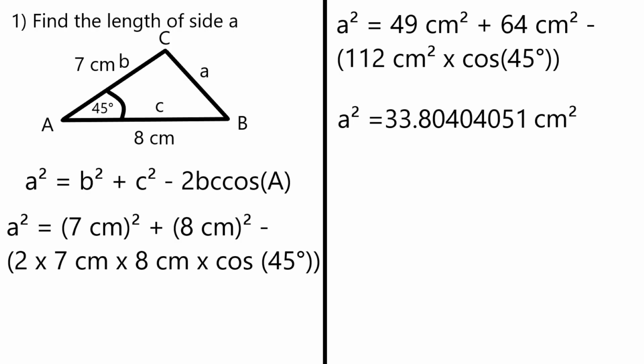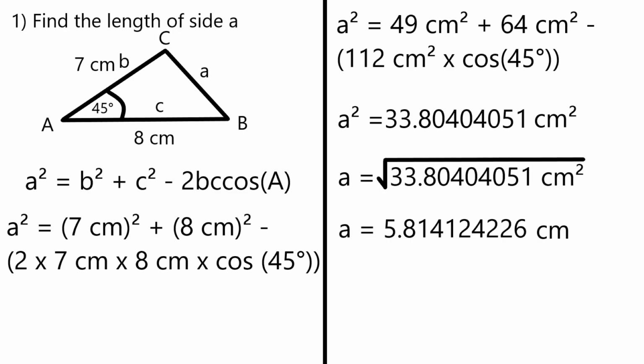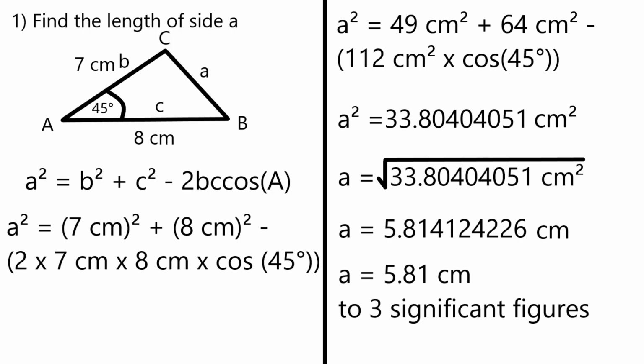Now the next line is when we work it all out. a squared is going to be 33.80404051 centimeters squared. So a is just going to be the square root of this, so we square root both sides. a is then going to be 5.814, etc., centimeters. And if we want that to 3 significant figures, that's going to be 5.81 centimeters.